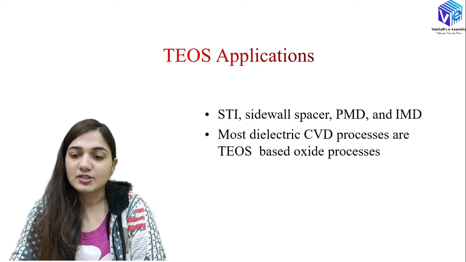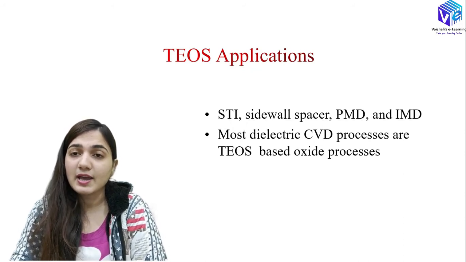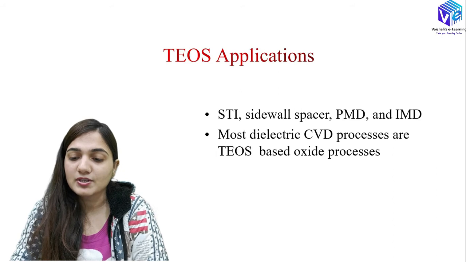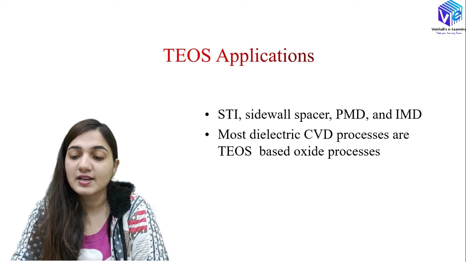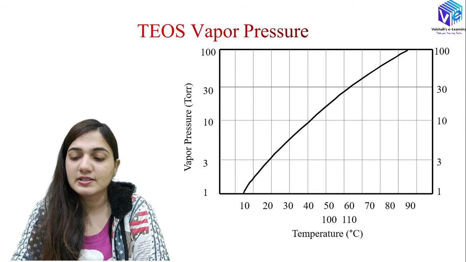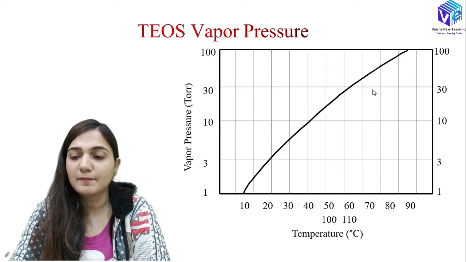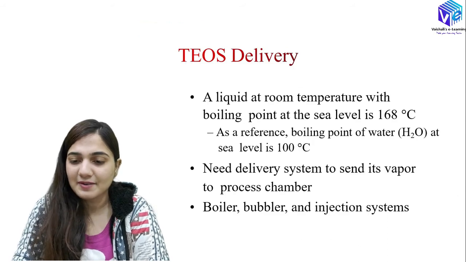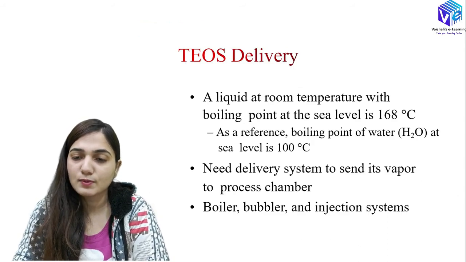So coming to the applications, whenever I am using TEOS, we have some various wide applications like STI, shallow trench isolation formation, sidewall spacer, PMD and IMD formation. So most dielectric CVD processes are TEOS based oxide processes, and this is how I can say TEOS is a very important compound. So you can see the relation between the vapor pressure as well as the temperature of the TEOS. You can see as I am increasing the temperature, vapor pressure is increasing. So this is the relation that we know. We can predict this relation as well.